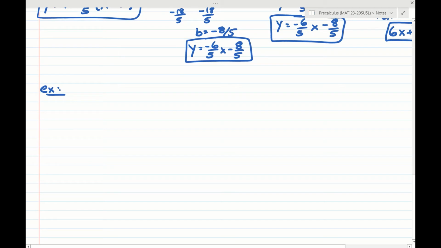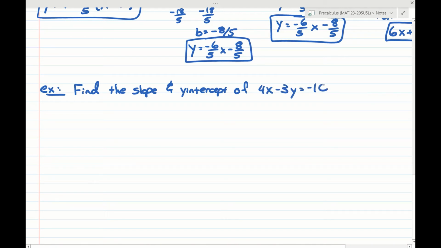What if I asked you to find the slope and y-intercept of 4x minus 3y is equal to negative 10. Now, if you remember, we did learn a shortcut on this. We said that in general, if we have an equation in standard form, which is what this is, we rearrange this so we get slope-intercept form.